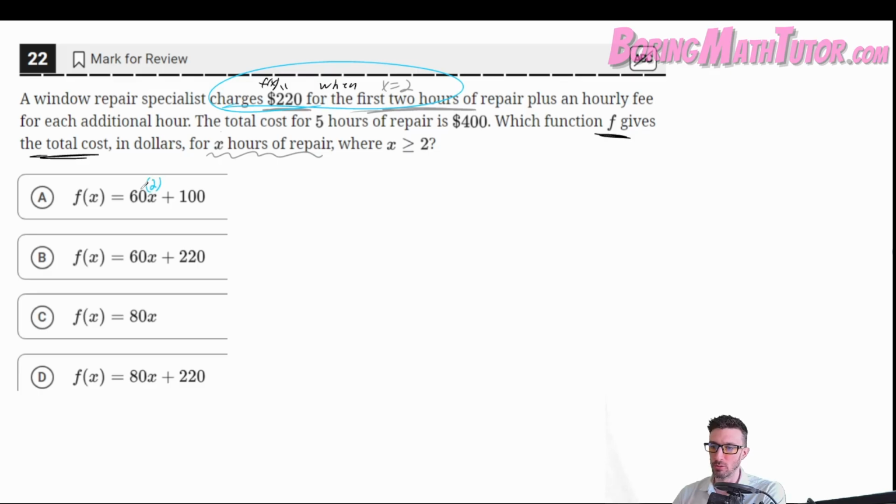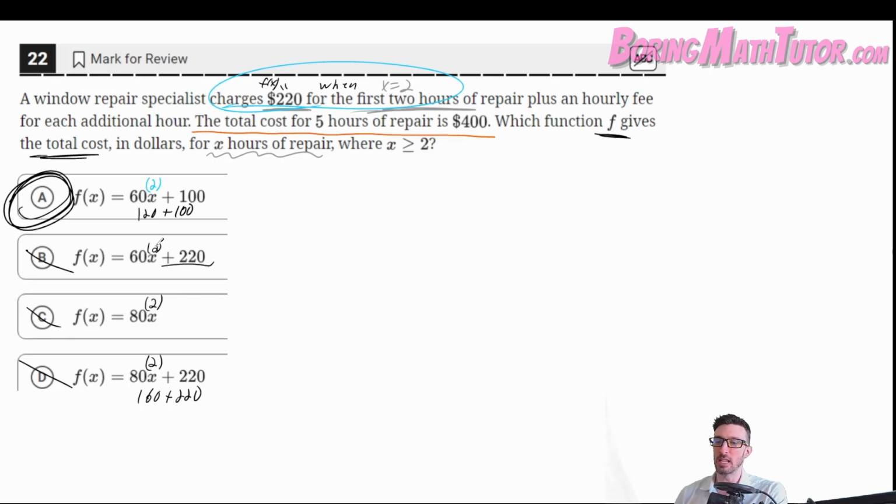So if I were to plug in 2 right here, would I get 220? That would be 120 plus 100. Yes, I would. Okay, if I plug in 2 here, would I get 220? Of course not, because I've already got 220 right there. So that's not going to work. If I plug in 2 right here, 2 times 80, that's 160. Not happening. If I plug in 2 right here, 2 times 180, that is 160 plus the 220. Of course, it's not that one. So it can only be this one. I didn't even need to use this one. This was a nice and easy exam.